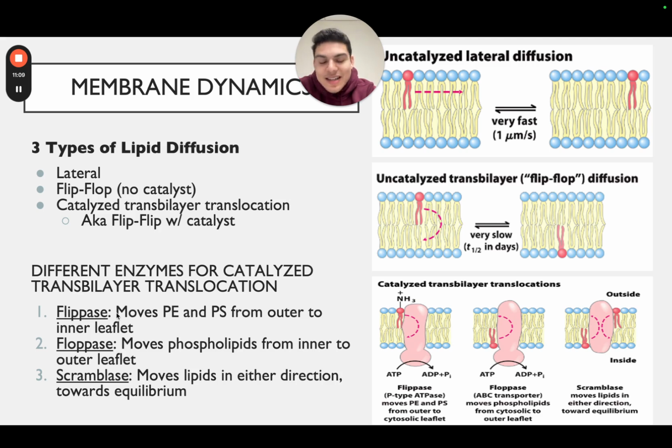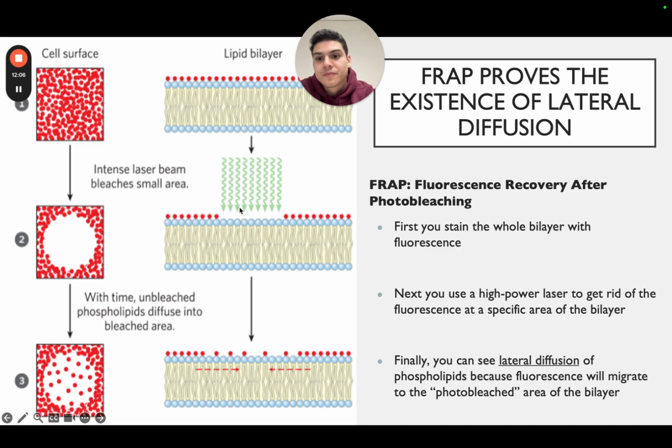And so flippase, and these are annoying names, but flippase is going to move our phospholipid from the outer leaflet to the inner leaflet. And then floppase is going to do the opposite, where it moves it from the inner leaflet to the outer. And then scramblase, it's just a random direction. It'll either go from inner to outer or outer to inner, and it does so randomly in an equilibrium. So flopase and flipase are unidirectional, and then scramblase serves to equilibrate everything. So that's a very good thing to know about these three different types of catalyzed transbilayer translocation.